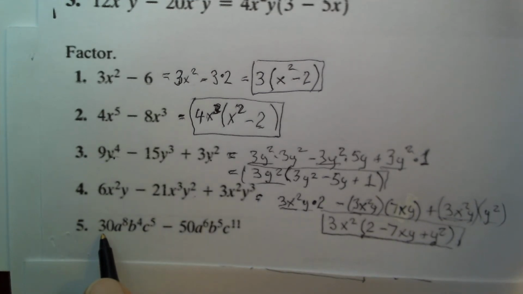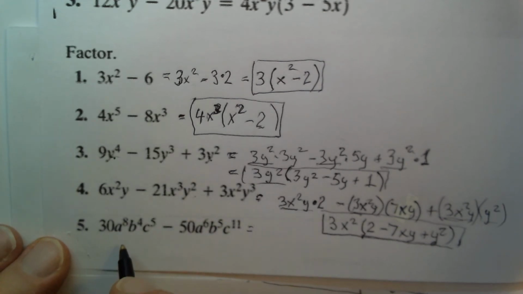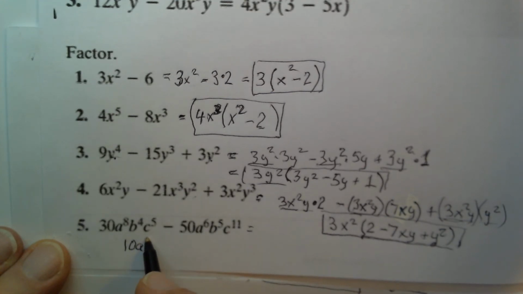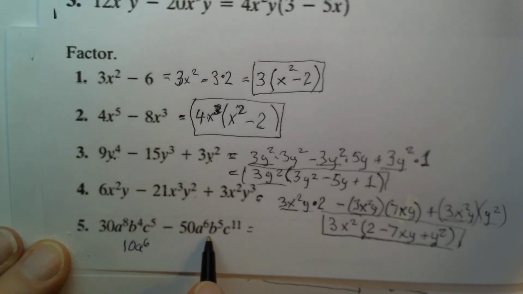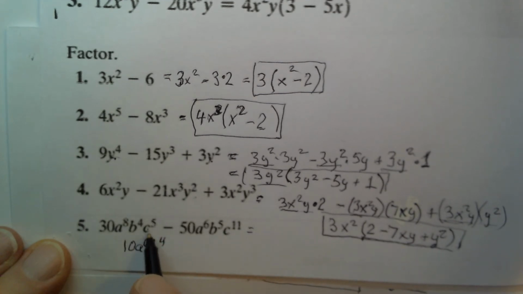So when you look at the coefficients of 30 and 50, you notice that 10 is a common factor. So we can write this as the greatest common factor 10. And a is common to each term. The smallest power of a is 6, so 10a to the 6. And b is a common factor, and the smallest power of b is b to the 4th. And c is a common factor, and the smallest power of c is 5, so c to the 5th.